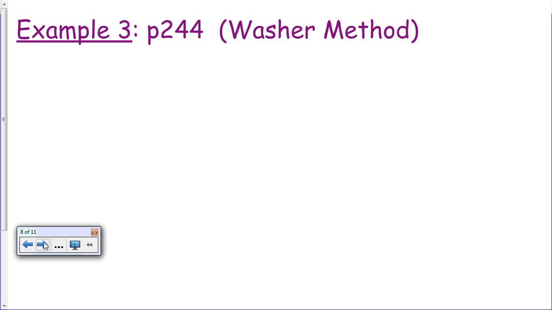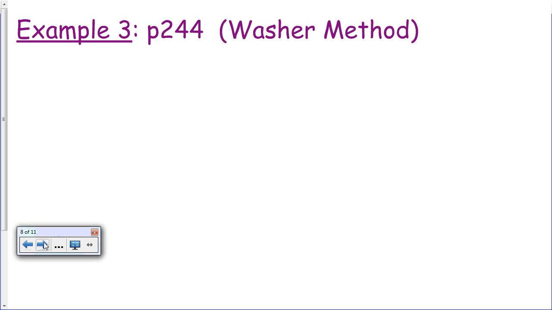This is called the washer method, and you'll see why here with our example that we're going to look at. We're talking about a washer like nuts and bolts and washers, where a washer is kind of a flat disc, but it has a hole in the middle of it. If you can visualize that, that's the type of slice that we're going to be working with in this problem. So let's take a look at example 3.